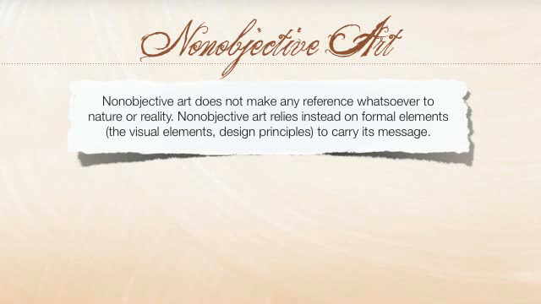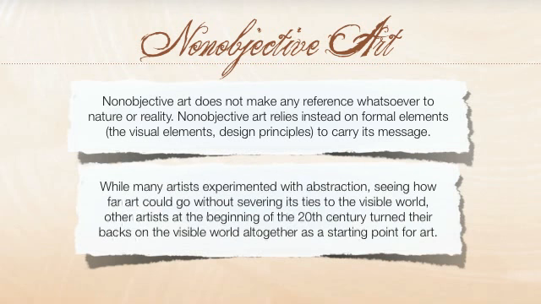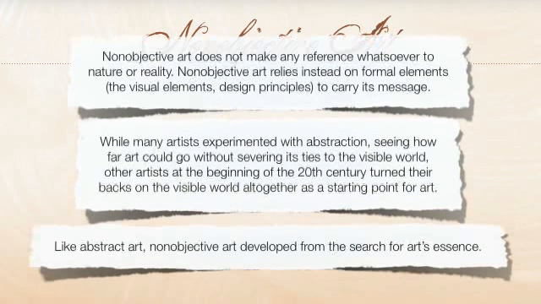Non-objective art, on the other hand, does not make any reference whatsoever to nature or reality. Non-objective art relies instead on formal elements, the visual elements, design principles, to carry its message. While many artists experimented with abstraction, seeing how far art could go without severing its ties to the visual world, other artists at the beginning of the 20th century turned their backs on the visual world altogether as a starting point for art. Like abstract art, non-objective art developed from the search for art's essence.